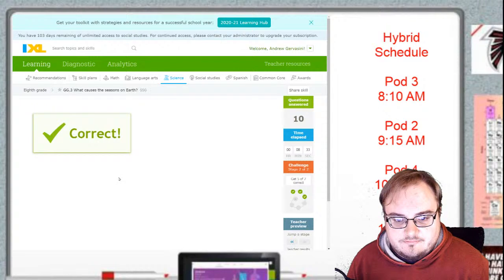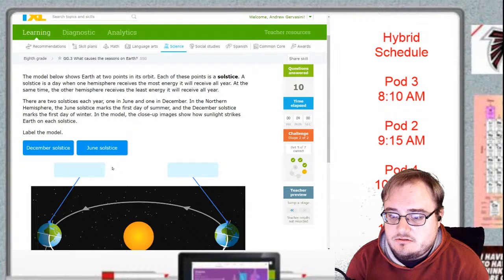Solstices, everybody's favorite. The model below shows Earth at 2 points in its orbit. Each of these points is a solstice. A solstice is a day when one hemisphere receives the most energy it will receive all year. At the same time, the other hemisphere receives the least amount of energy it will receive all year, due to length of day and also the angle of light.